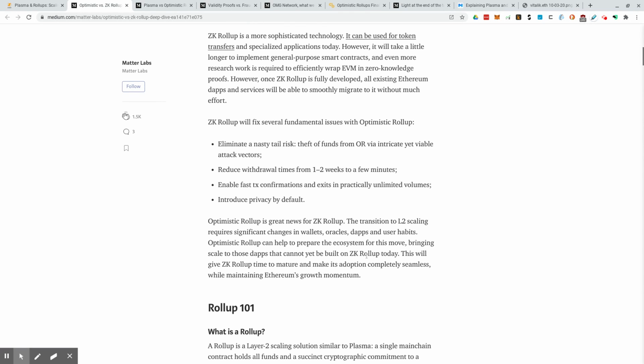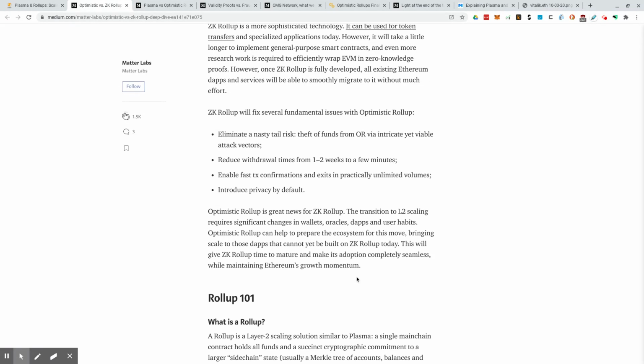The transition to layer 2 scaling requires significant changes in wallets, oracles, dApps, and user habits. Optimistic rollups can help to prepare the ecosystem for this move, bringing scale to those dApps that cannot yet be built on ZK rollup today. This will give ZK rollup time to mature and make its adoption completely seamless while maintaining Ethereum's growth momentum.